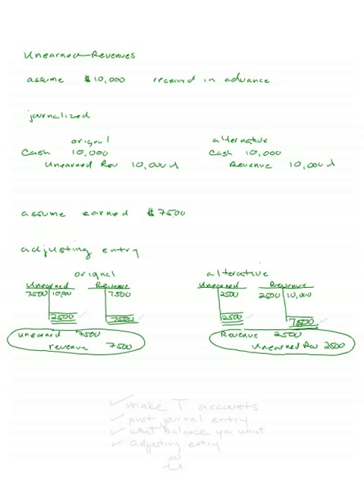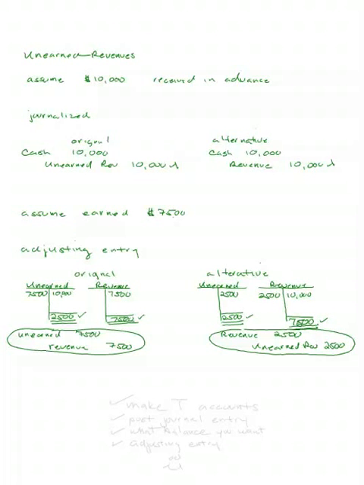Once again, notice I end up with the same balances. I have $2,500 in my unearned revenue account and $7,500 in my earned revenue account either way. So it doesn't matter which method you used. You just need to make the correct adjusting entry.